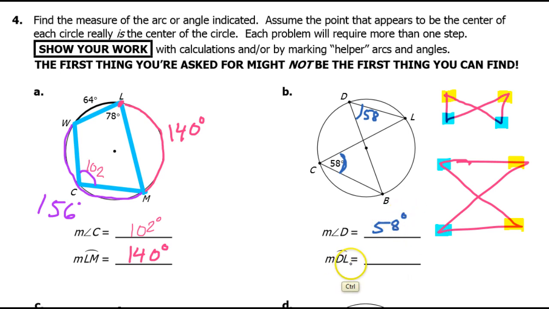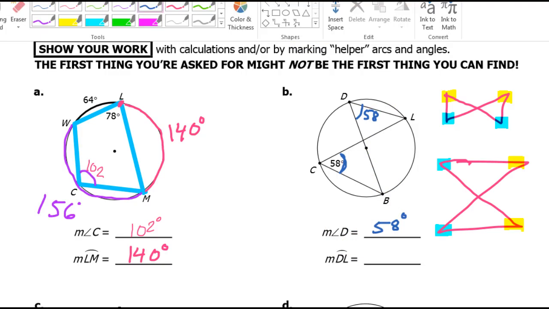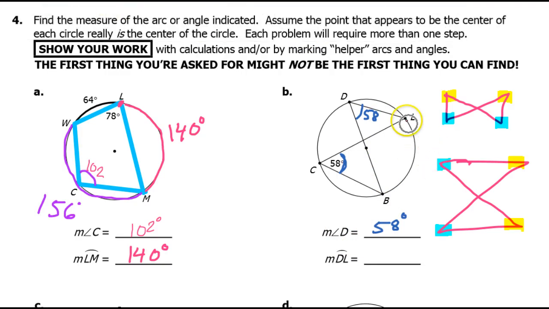Okay, now they're going to ask me for arc DL. Okay, so this is going to take an extra step. Let me move over to Jack though. Jack, can you tell me either the answer or how to find the answer for arc LB? How would I figure out what the measure of arc LB is?